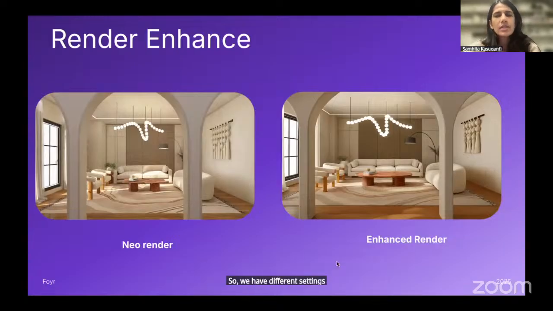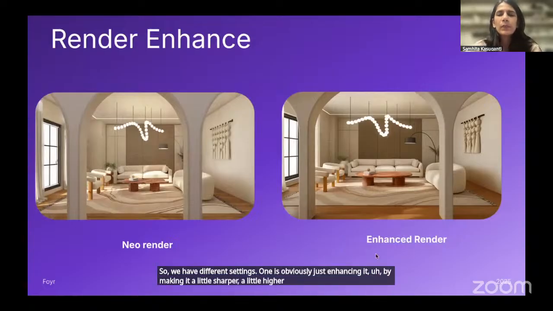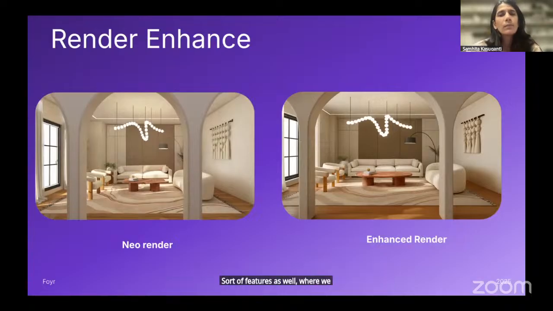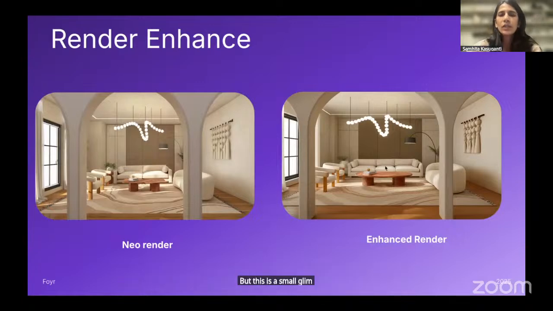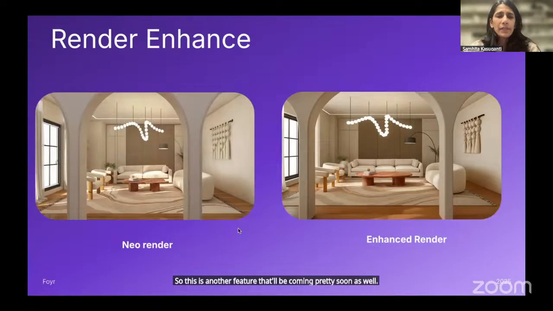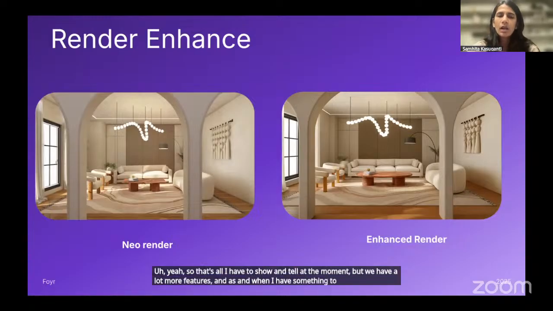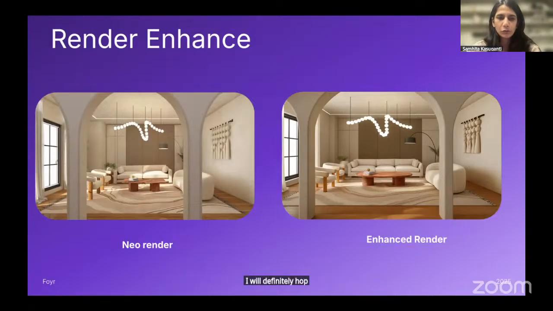So we have different settings. One is obviously just enhancing it by making it a little sharper, a little higher quality, but we'll add other sort of features as well, where we fix the lighting, or maybe we fix the render angle and different things based on some feedback that we take from you guys. But this is a small glimpse of how we can enhance the quality. So this is another feature that will be coming pretty soon as well. Yeah, so that's all I have to show and tell at the moment, but we have a lot more features, and as and when I have something to show, I will definitely hop on these calls and show you guys.